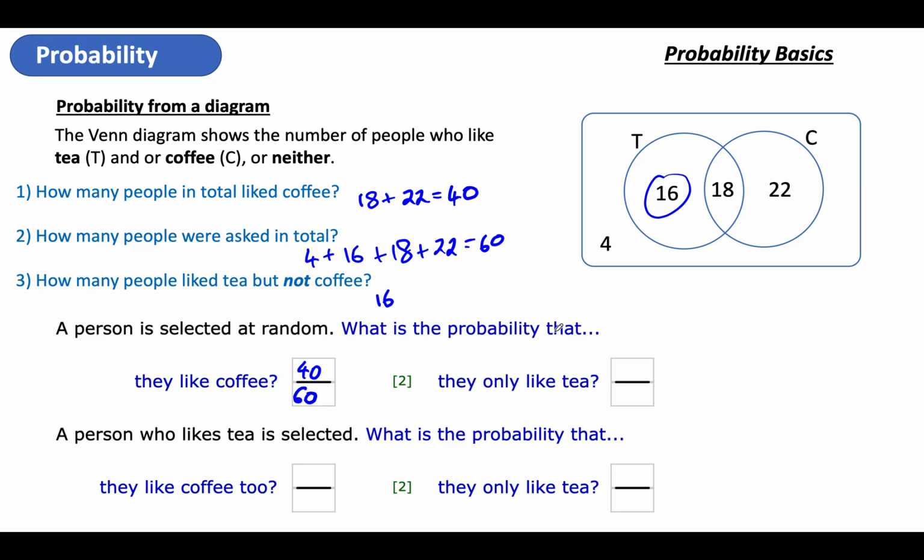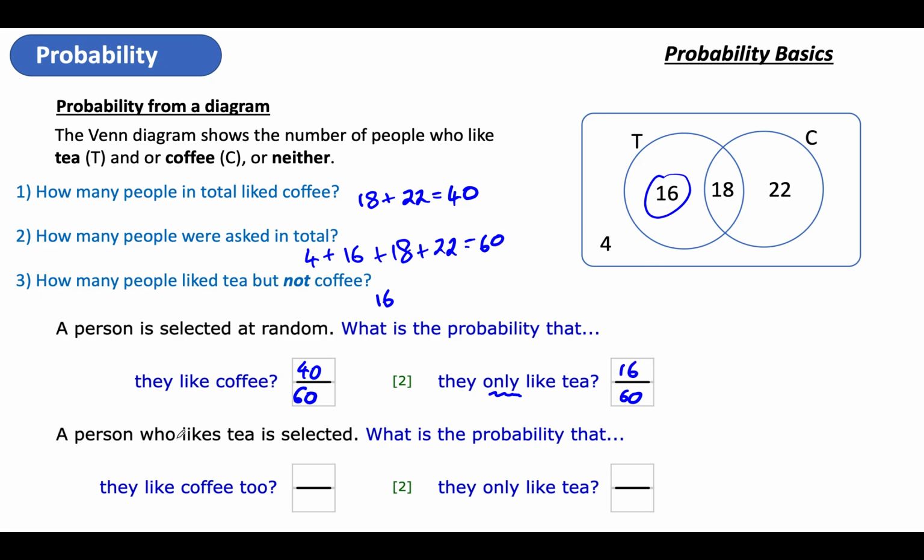Right, what's the probability that if a person is selected at random, again, so we know it's out of the full amount because there's no condition there, what's the probability they only like tea? So we know that this is going to be the 16. We're not going to include the 18 because they like coffee too, just the ones that like tea.